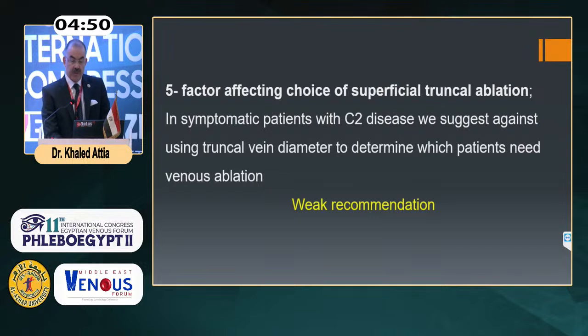Factors affecting choice of superficial truncal ablation. In symptomatic patients with C class 2 disease, we suggest against using truncal vein diameter to determine which patients need venous ablation. This is a weak recommendation.